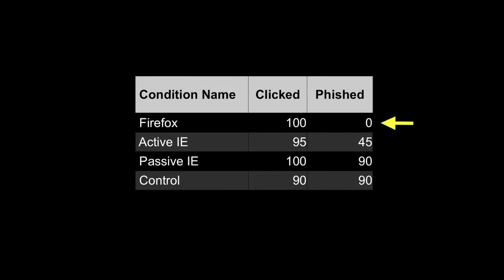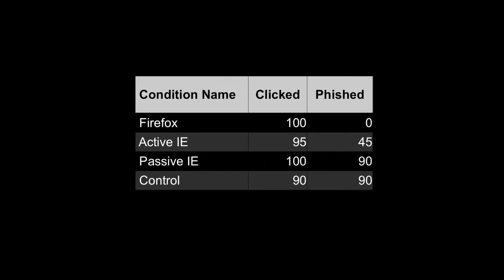In Firefox, 100% of the users clicked on the link, but 0 of them actually entered information into the phishing website, which indicates that Firefox did a great job of explaining to users that something wrong was happening and that they shouldn't enter any information. Internet Explorer's active phishing warning was the next best option. 95% of those users clicked on the link, but only 45% of them actually entered information and submitted it to the phishing website. Now that's a lot worse than Firefox, but it's much better than the other 2 options.